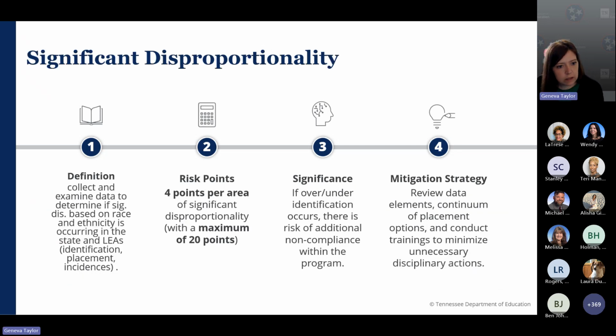Significant disproportionality. Here our definition is that we collect and examine data to determine if significant disproportionality based on race, ethnicity is occurring in the state and LEAs. We also look at identification, placement, incidences. For these areas, we apply 4 points per area of significant disproportionality with a maximum of 20 points. So if you have beyond 5 areas of significant disproportionality, you max out at that 20.